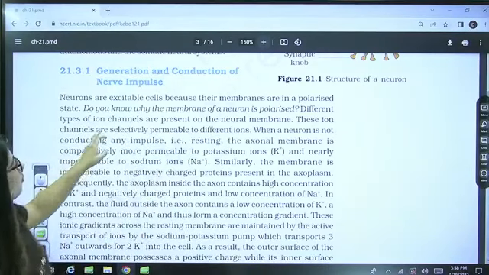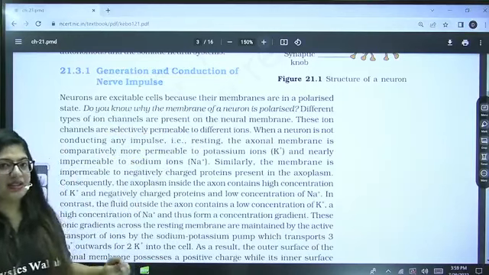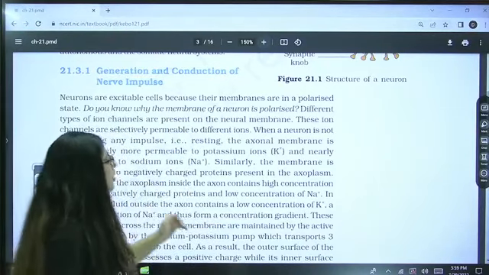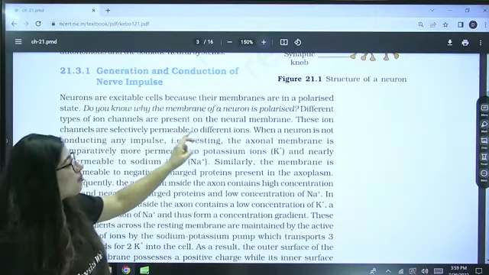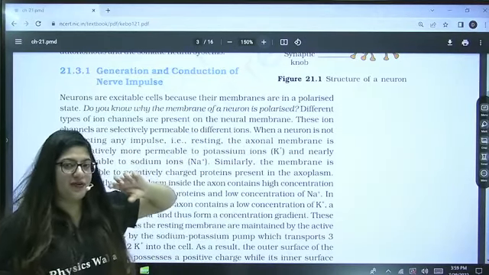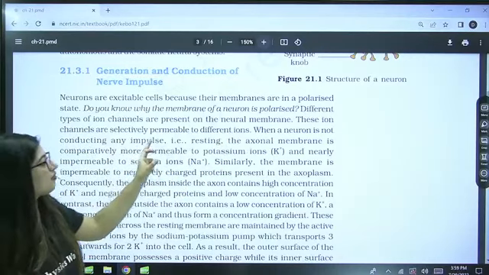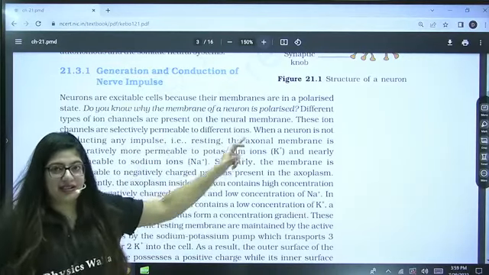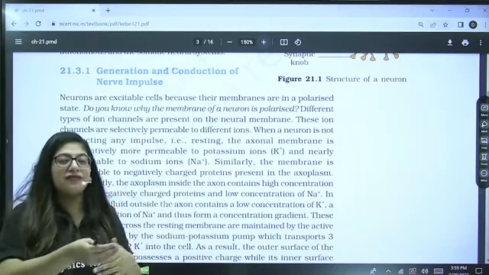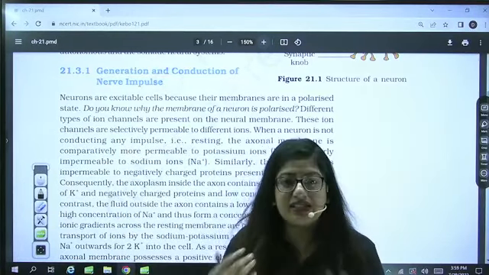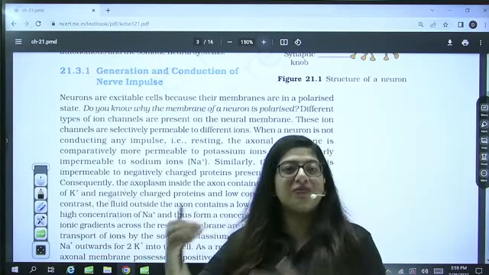So do you know why the membrane of a neuron is polarized? As I said, there is a charge difference. You can also call it polarized. Different types of ion channels are present on the neuronal membrane. As I've told you, there are ion channels present. These ion channels are selectively permeable to different ions. So selective permeability means differential permeability, different types of permeability.